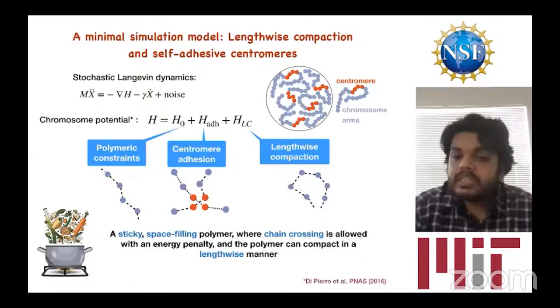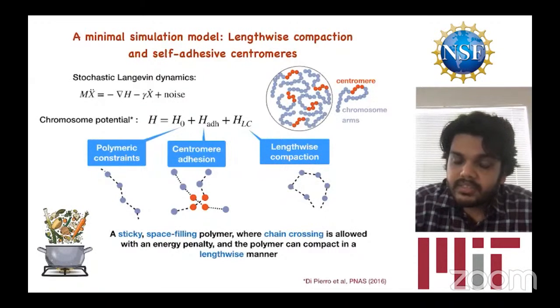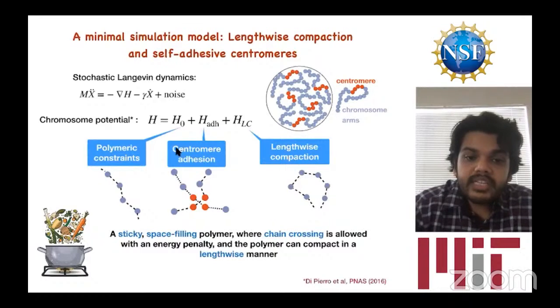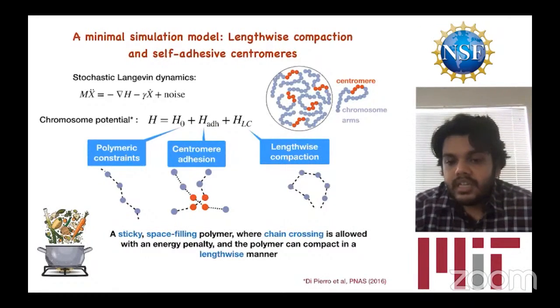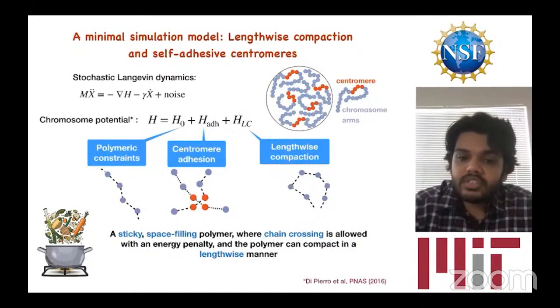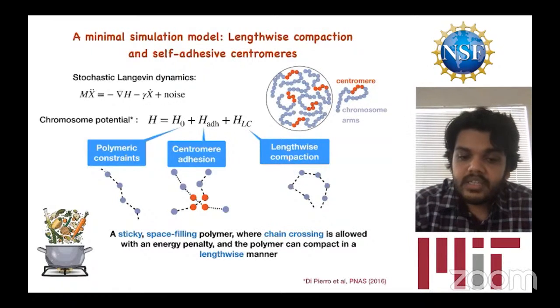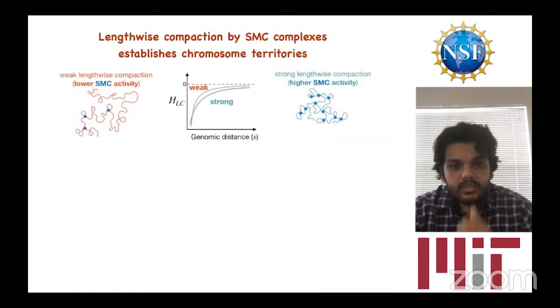What is lengthwise compaction? How do we interpret lengthwise compaction in our simulations? We are going to keep all these other terms fixed, and modulate the levels of lengthwise compaction and see how the chromosomes behave, studying chromosome morphology and interactions as a function of varied levels of lengthwise compaction. But before that, we'd like to understand what lengthwise compaction means in our simulations.